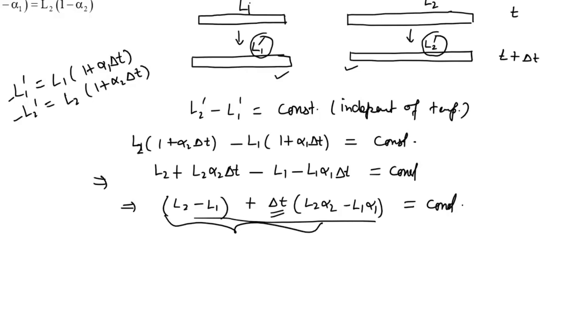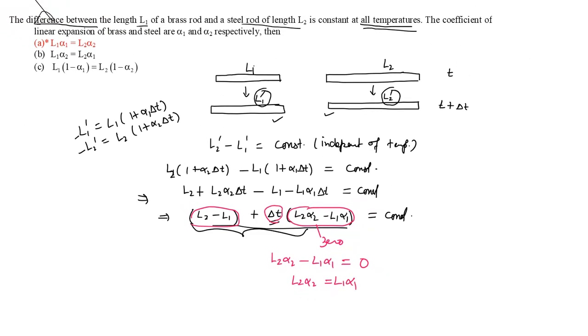So for this expression to be constant, the thing in the bracket must be equal to 0, because if it is 0, whatever the value of delta T, the left hand side expression will always equal L2 minus L1. So for this to be independent of temperature, L2 alpha 2 minus L1 alpha 1 should be 0. So we get the relation L2 alpha 2 equals L1 alpha 1. So this is the correct answer.